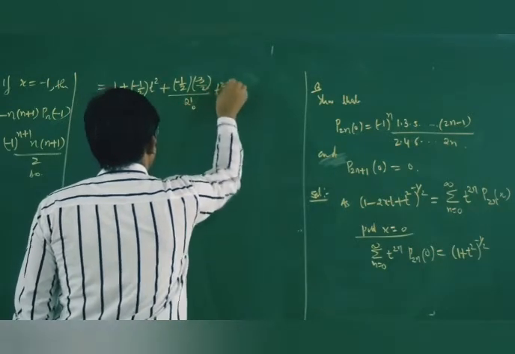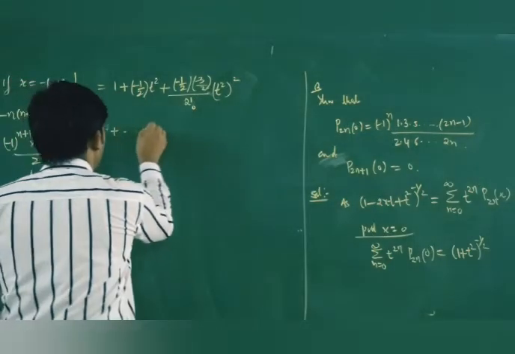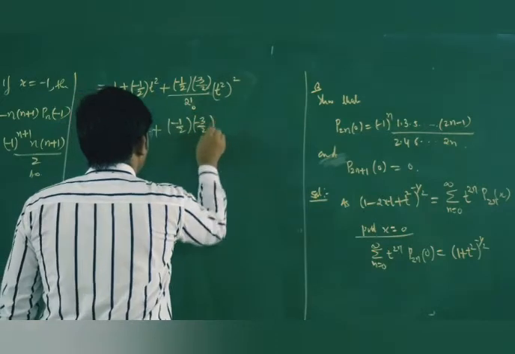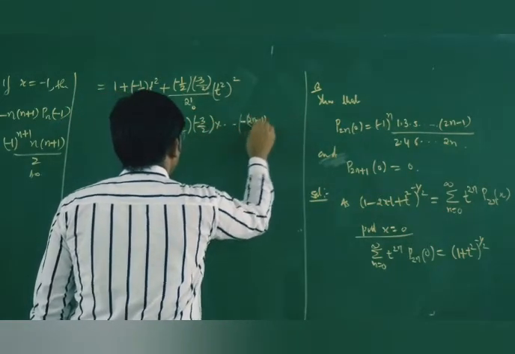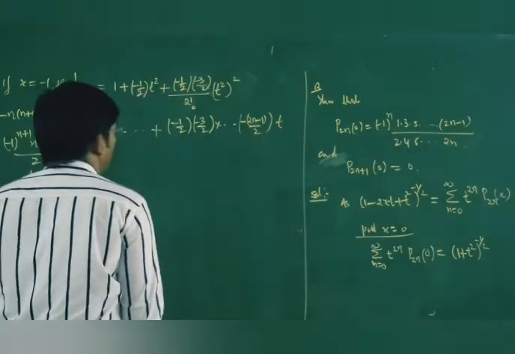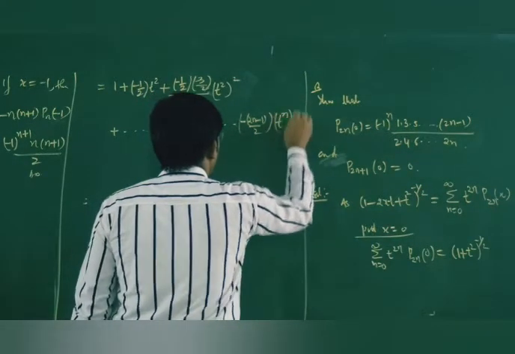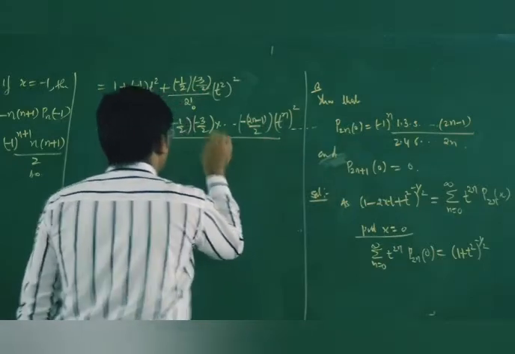Then we will have (t square) whole square. Then finally your nth term will be minus half, minus 3 by 2, then up to minus (2n minus 1) by 2, into (t square) power n, so this will be t power 2n divided by factorial n.